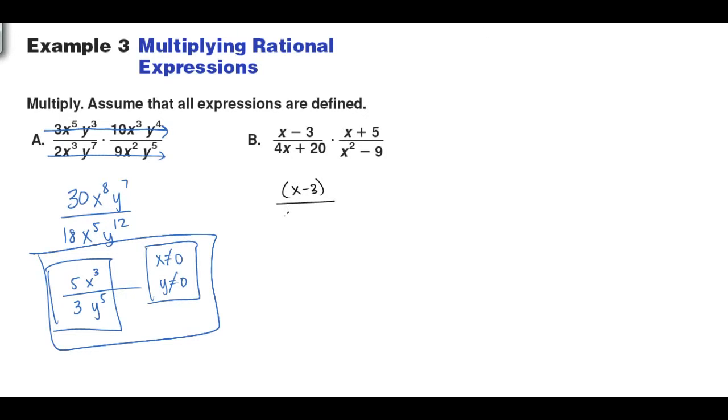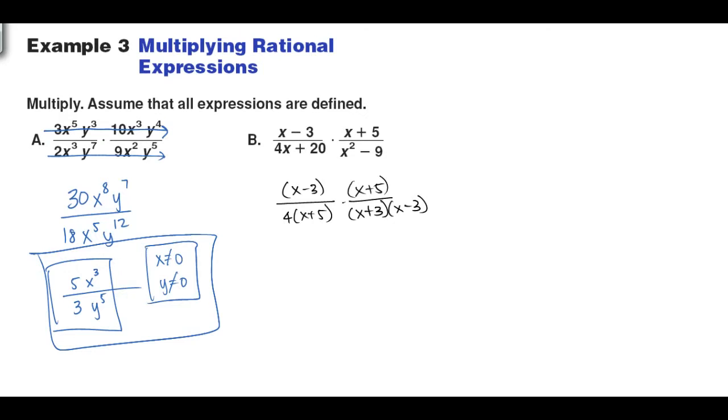So the top, nothing to do there. The bottom looks like I can pull a 4 out and be left with x plus 5. Over here I have an x plus 5. And over here I have a difference of squares, x plus 3, x minus 3. That's the first time we've seen difference of squares come back. Make sure you understand your difference of squares because that shows up a ton.